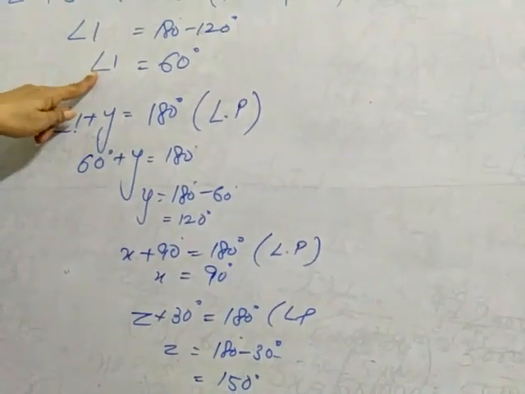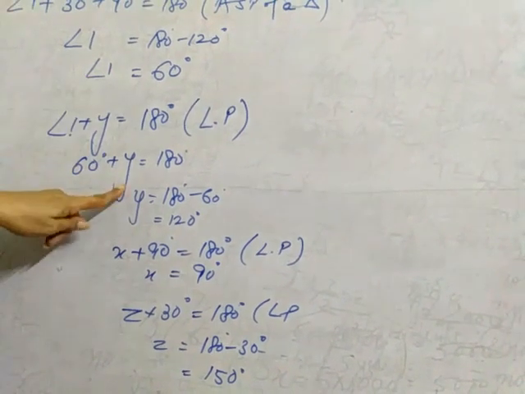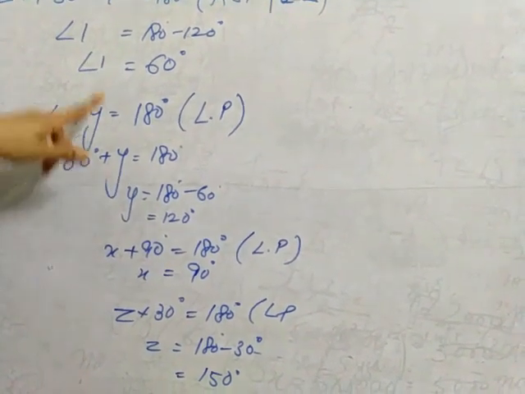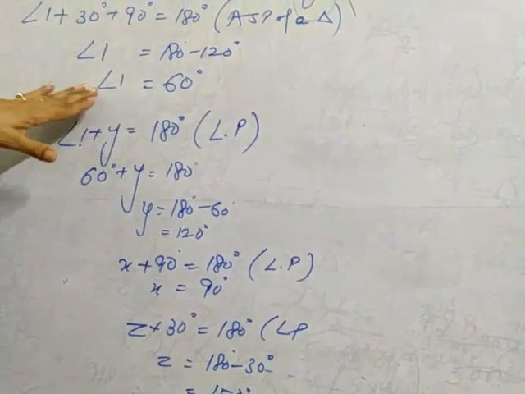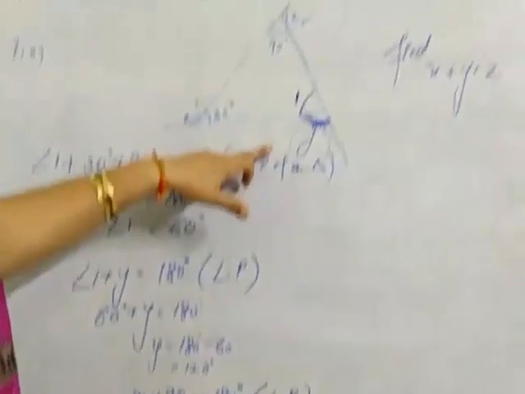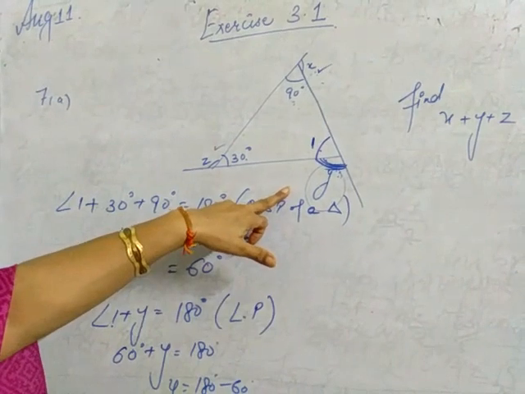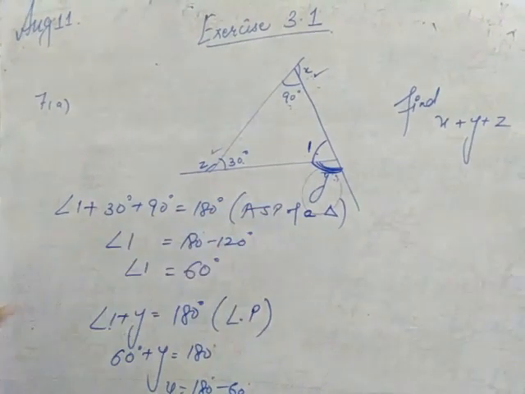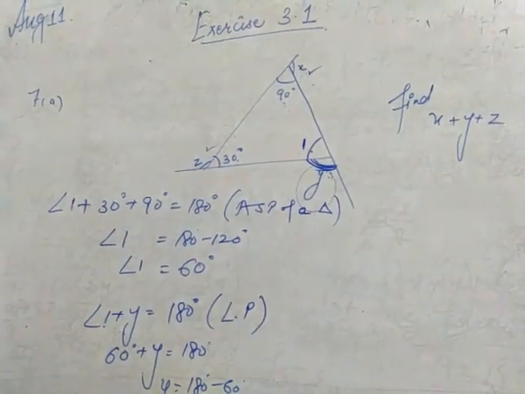This angle 1 was calculated in order to calculate angle y. Sometimes we don't need to calculate angle 1 if you are using the exterior angle property. In that case, directly also you can calculate angle y. So it completely depends on you, which method you follow.